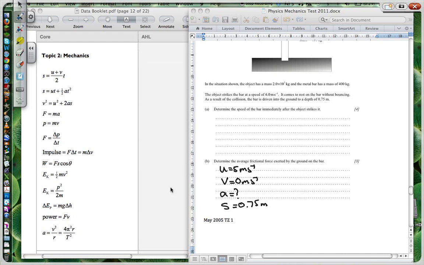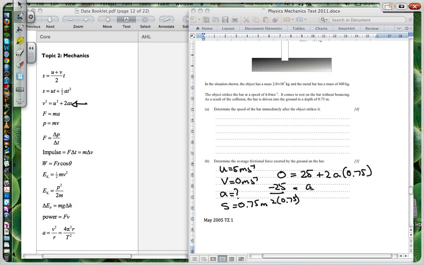Which formula will we use? Well, we haven't got time, so we'll need to use this formula over here. We've got V equal to 0, so 0 is equal to U squared, that's 25, plus 2 times A, which we're trying to find, times S, which is 0.75. So it's going to be minus 25 divided by 2 times 0.75 that will give you our A.